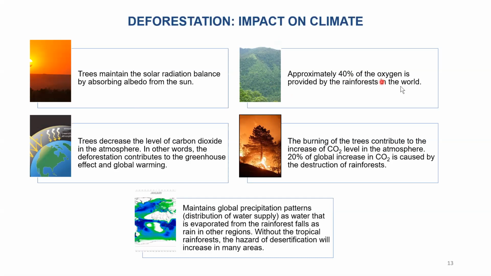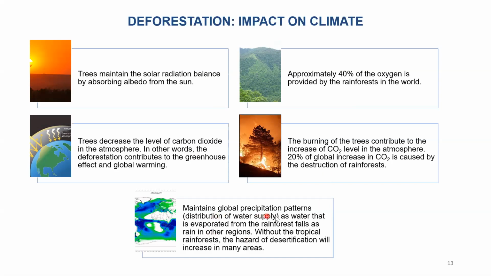Approximately 40% of the oxygen is provided by the rain forest in the world. So the oxygen will be reduced. The burning of trees contributes to the increase in CO2 level in the atmosphere. 20% of the global increase in CO2 is caused by the destruction of rainforests, mainly due to the burning.